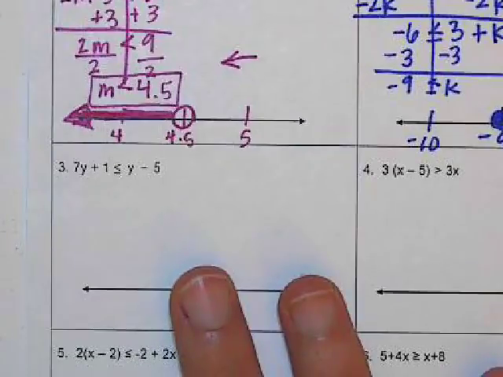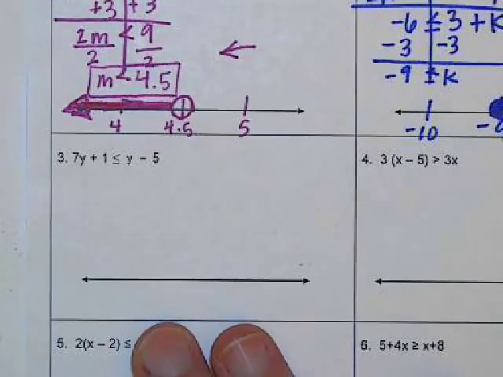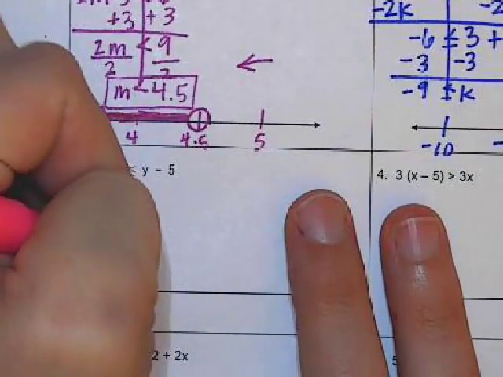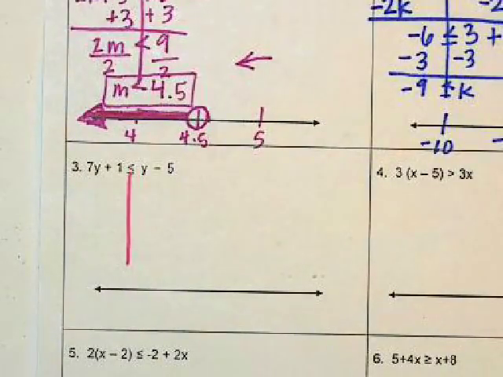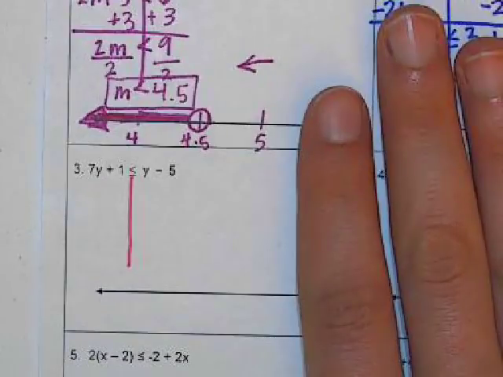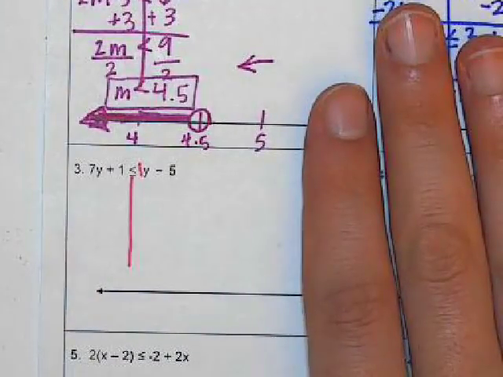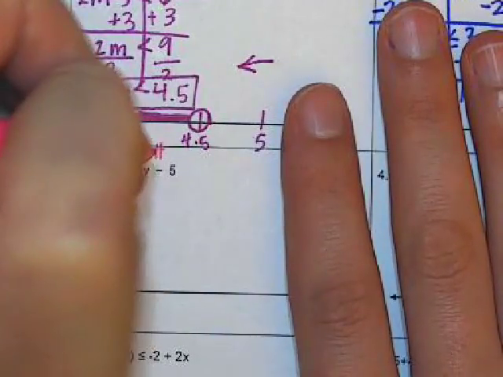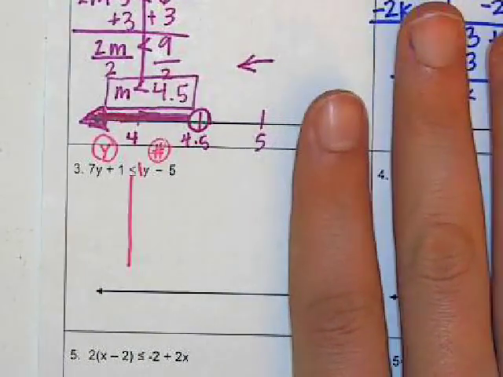All right, number 3. Number 3, draw your line. All right, do I need to distribute or combine like terms? Do I have like terms? No. So I'm ready to solve it. I got to decide which y is bigger. Is 7y bigger or 1y? 7y. So this is going to be my y side. This is going to be my number side.